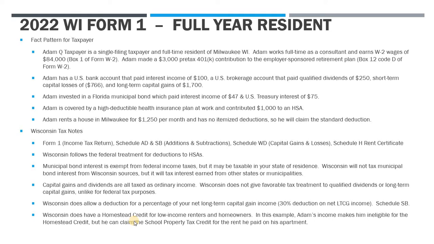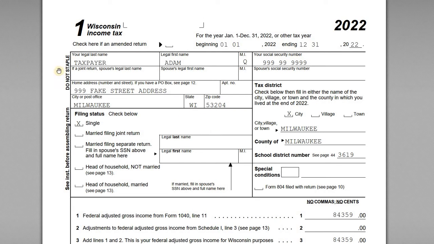And then lastly, Wisconsin has a lot of credits available to its residents. Two of the more popular ones are this homestead credit for low-income renters and homeowners. However, his income is too high for that credit, so he won't get that credit as a renter, but he can claim this school property tax credit for a certain amount of rent he paid in his apartment. And so we'll be able to claim that, and we'll see how that all works out. So let's jump back to the returns, and we'll start getting into the details here.